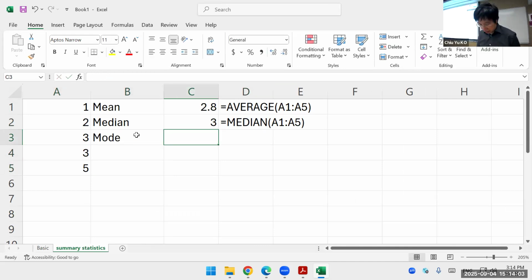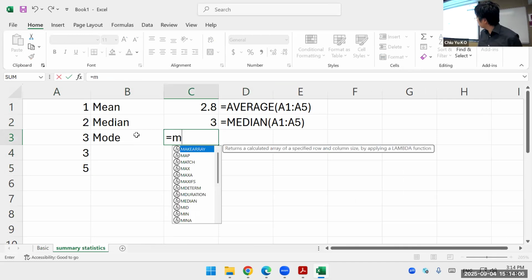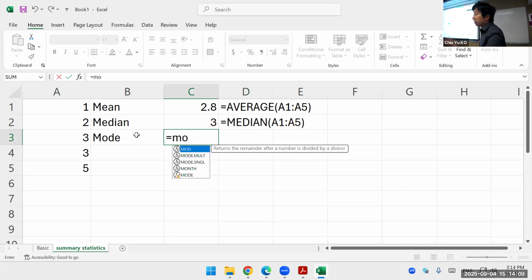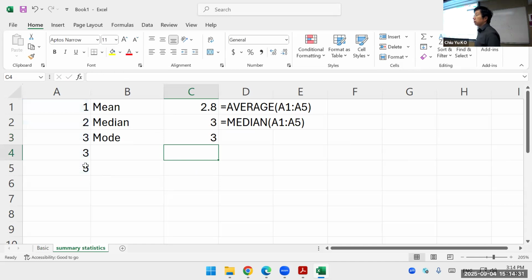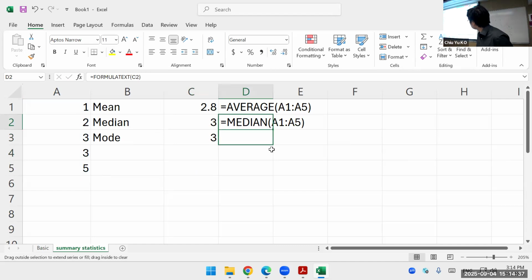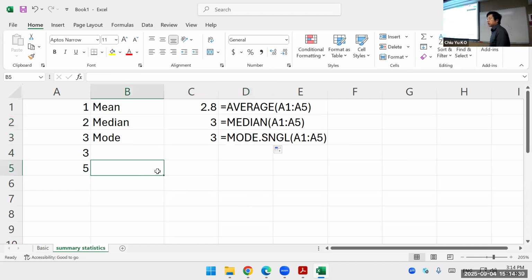And mode, the same. There's some complication there, because the standard Excel function only outputs one thing. If you want to output more, it will be an array function, which we don't want to cover. So we just use mode single and highlight this, and it gives you the mode. Is that clear? So we have mean, median, mode.